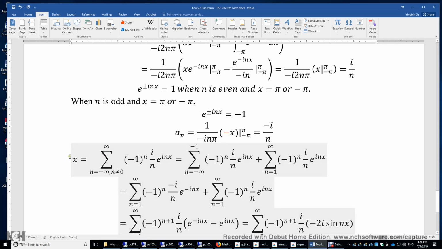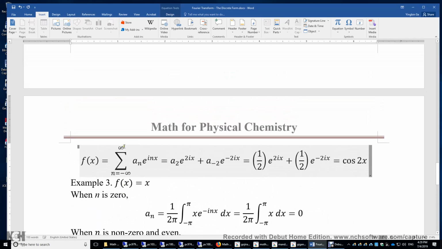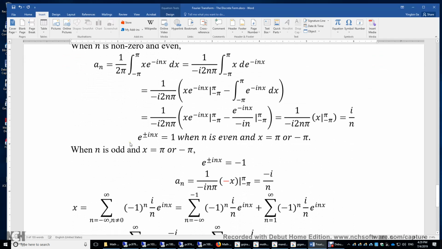So it's a little tricky to expand x. X, again, is an infinite series of this exponential function. And because of the difference of the sign, I used negative 1 to the power of n here. This ensures that when n is even number, you have i over n. When n is odd number, you have negative i over n. And I excluded this n equals 0 term, because when n equals 0, I think we proved this a sub 0 is 0.